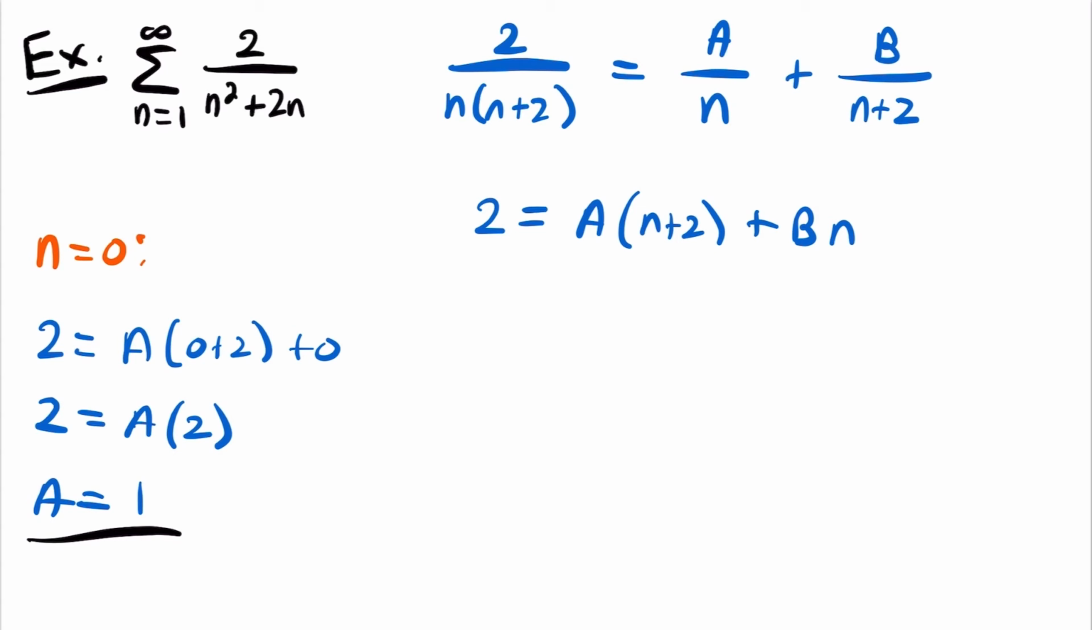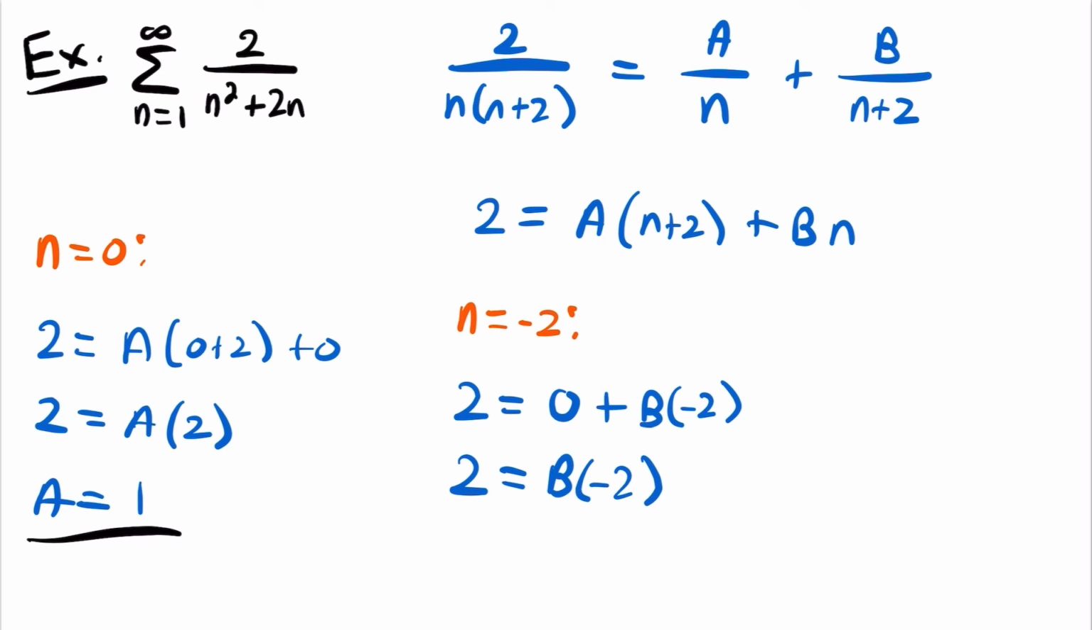We found what A is, but now we want to solve for B, and so if we let n equal -2, that will make this factor 0 and eliminate A from the equation, right? -2 plus 2 is 0, and so that will make this whole term 0. So if we let n equal -2, then we will have 2 is equal to 0 plus B times -2, and that simplifies to 2 is equal to B times -2, and if we divide both sides by -2, we will have that B is equal to -1.